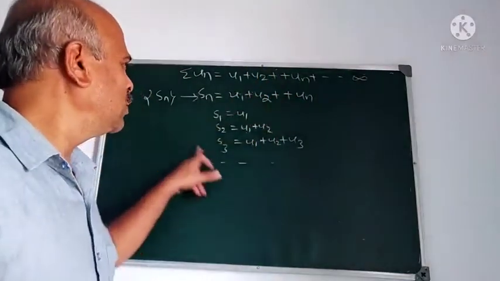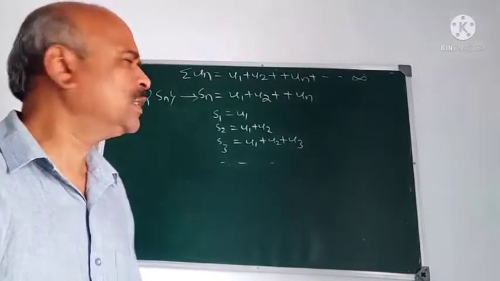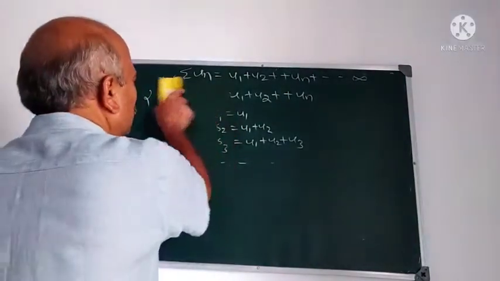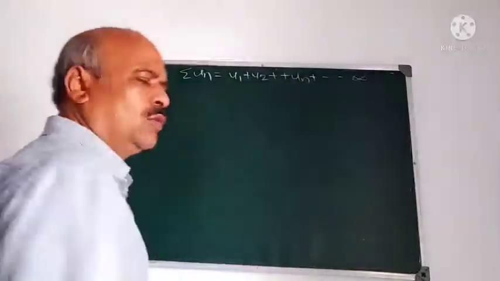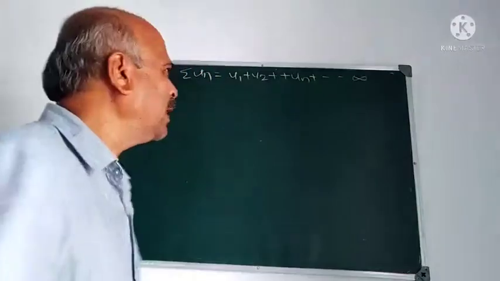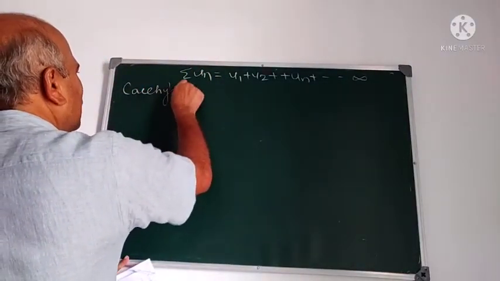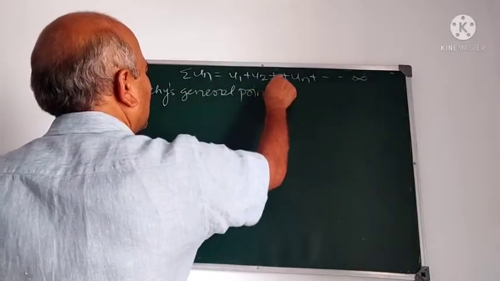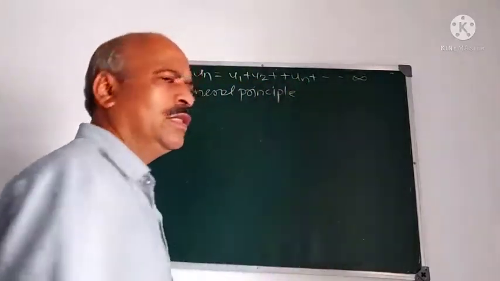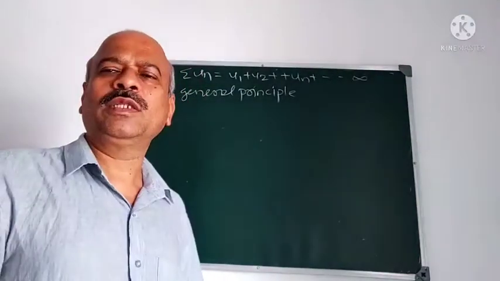But it is not always possible to form the sequence corresponding to a given series. It is difficult to form the sequence, or it is not proper to form the sequence. In that case, we take the help of Cauchy's general principle of convergence. This also I explained. What does Cauchy's general principle of convergence state?